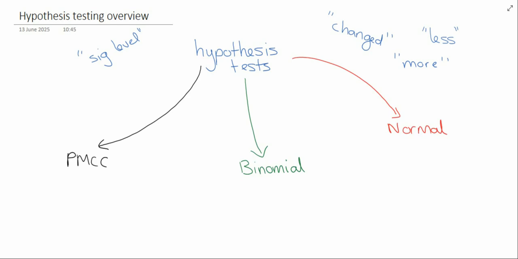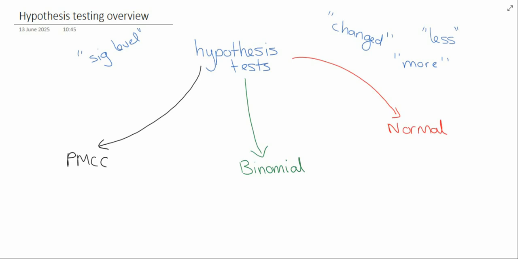Hi there everyone. In this video we're going to look at hypothesis testing and the three different types. So as you can see on the screen now, there's the PMCC, there's the binomial, and there's the normal distribution. And how do we know we're involved in a hypothesis test in the first place?